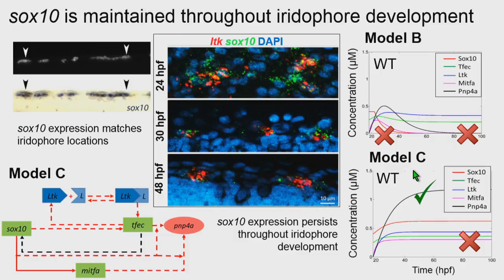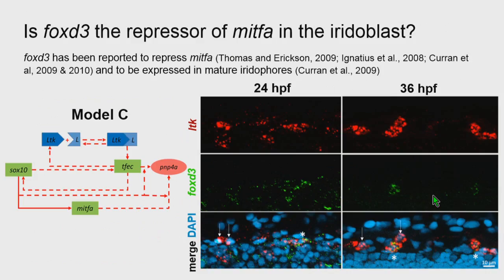And as predicted by this model, in the wild type, PNP4A stays upregulated. However, MITFA is doing the same, being a direct target of SOX10. That makes sense. However, MITFA is a melanocyte-specific gene and therefore should not be upregulated in the iridophore lineage. Therefore, we're trying to look for a repressor of MITFA in the iridophores, and we suggest Model D, according to which TFEC drives an unknown factor R that represses MITFA in this lineage.